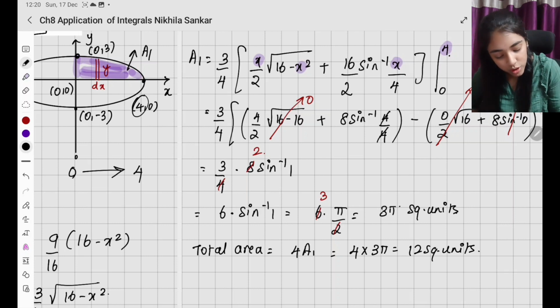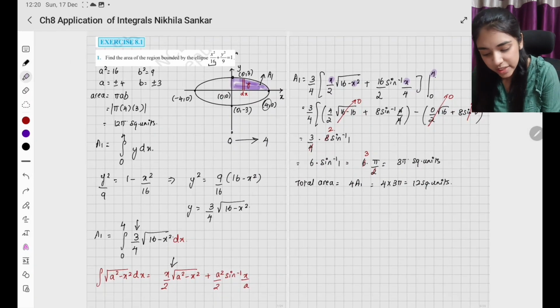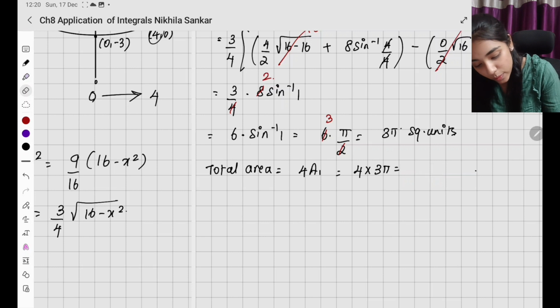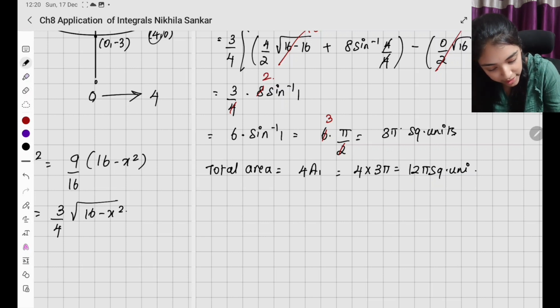Area எப்படி எழுதுவோம்? 12 square units. Here when I substitute the formula that we got in the previous question, I'm getting the same answer. 12 pi square units, இங்கேயும் 12 pi square units. Okay, I missed the pi here. Please include the pi. So I have 12 pi square units. Okay, I'm going to get the exact same answer.